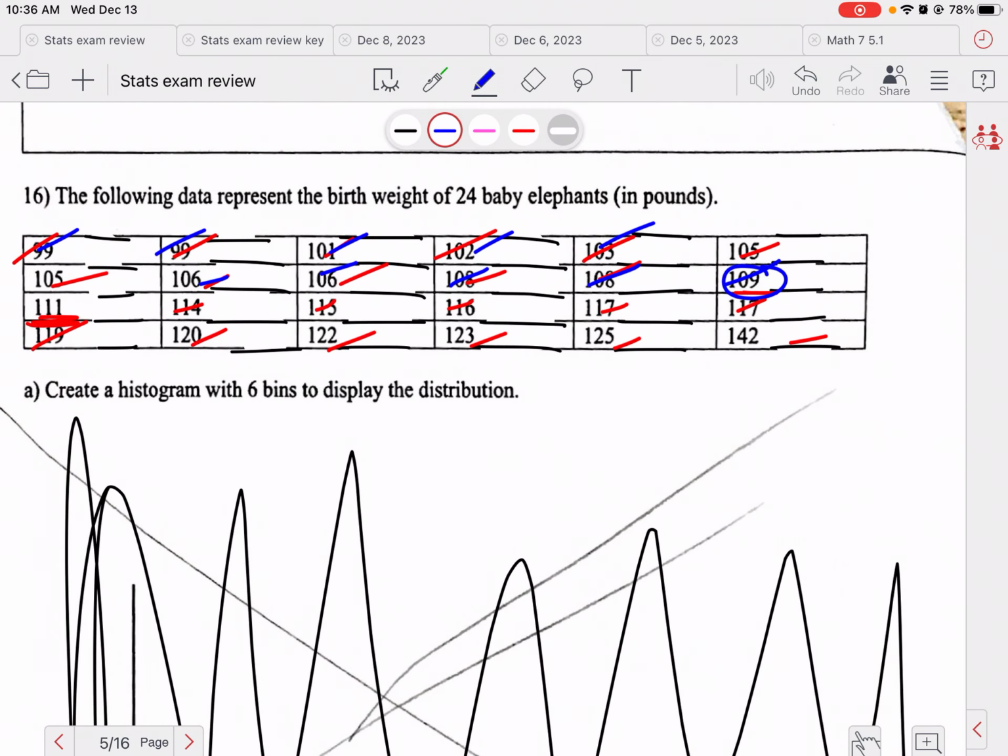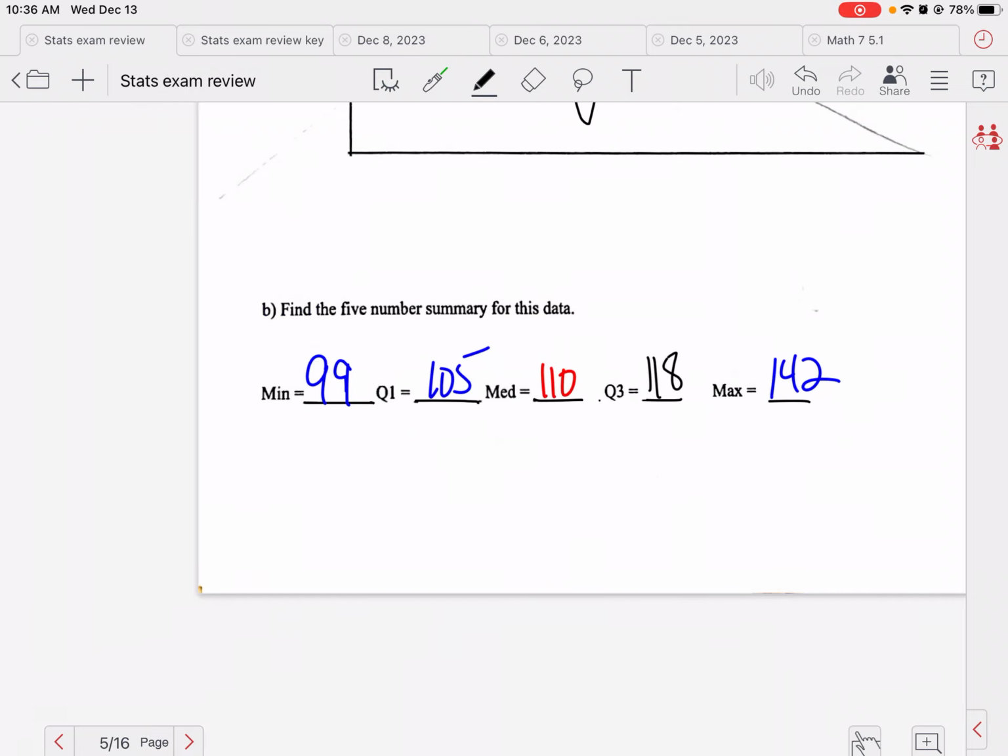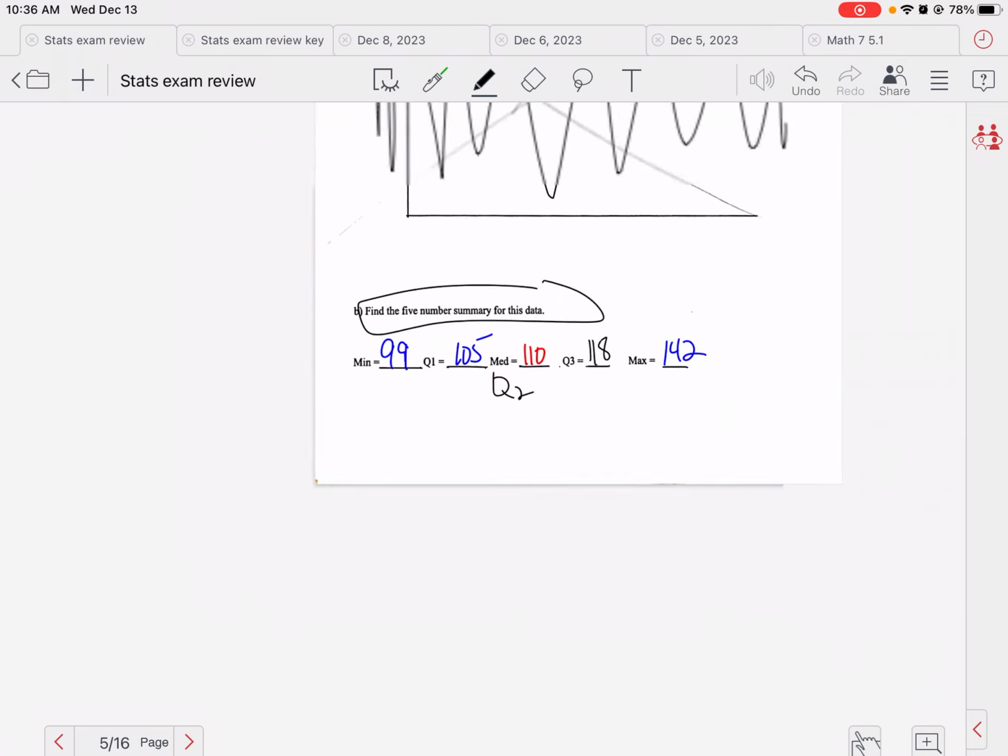Q3, again, I am going to cross that off. I want to use a different color though. So again, I'm going to include that 111. So 1, 2, 3, 4, 5, 1, 2, 3, 4, 5. It's between 117 and 119. Add those together, divide by 2 is 118. I now have my 5-point summary. Okay, you might want to write that down on your note card that this is the 5-point summary: minimum, Q1, median, which is also called a Q2, Q3, and maximum point, and how to find each of those things.